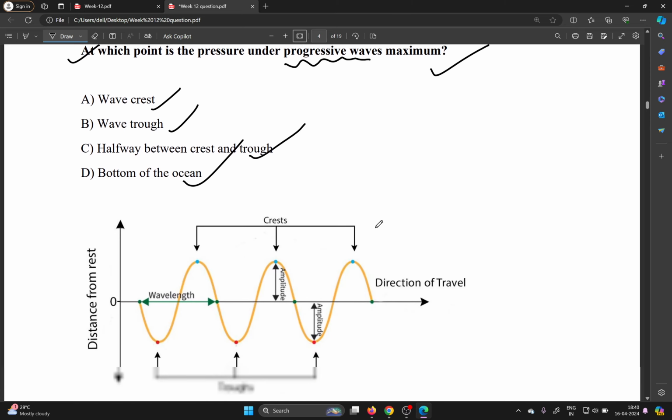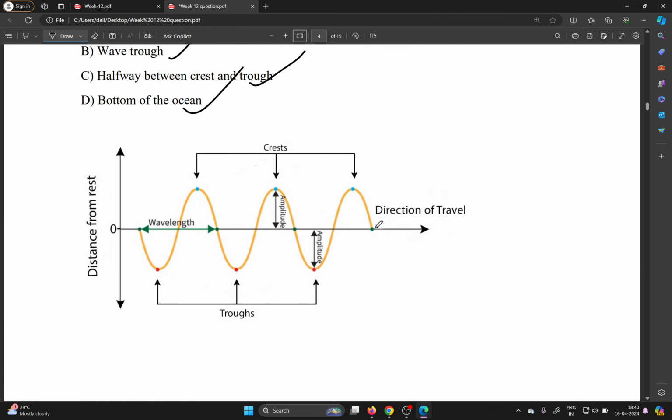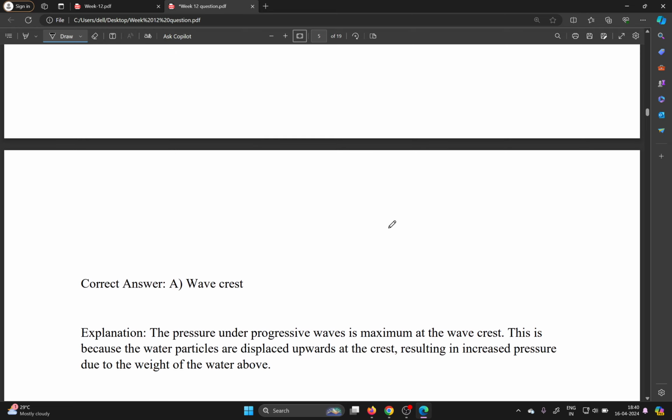So definitely it will be maximum at the wave crest. What is the wave crest? The wave crest is this. Why? Because of the particles. Here is the explanation: the pressure under a progressive wave is maximum at the wave crest. This is because the wave particles are displaced upward at the crest, resulting in increased pressure due to the weight of the water above.